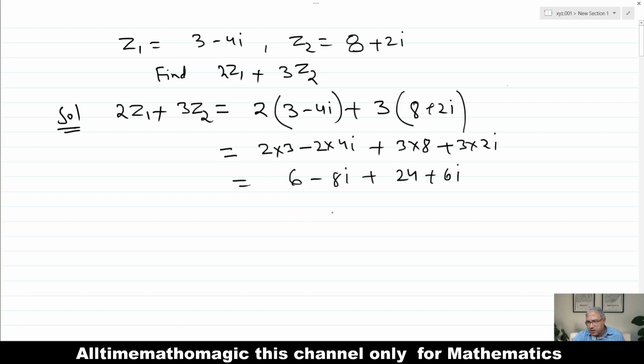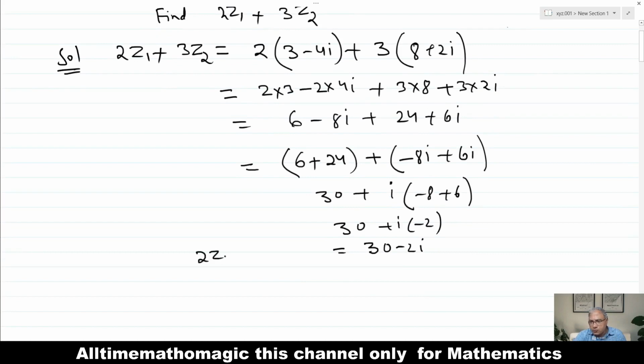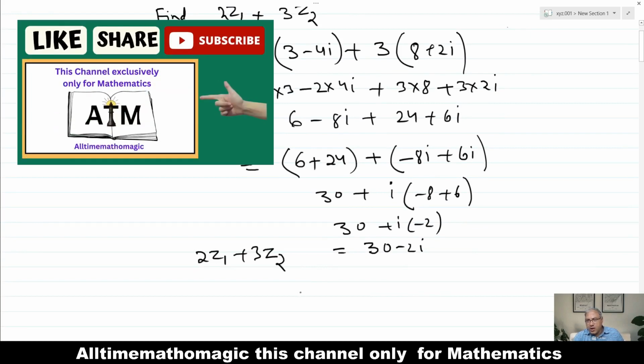Now we bring the real parts together, 6 plus 24, and the imaginary parts together, minus 8i plus 6i. So here is 30, and here we can take i common, minus 8 plus 6. So 30 plus i into minus 2, that is 30 minus 2i. So that is the result: 2Z1 plus 3Z2 equals 30 minus 2i.